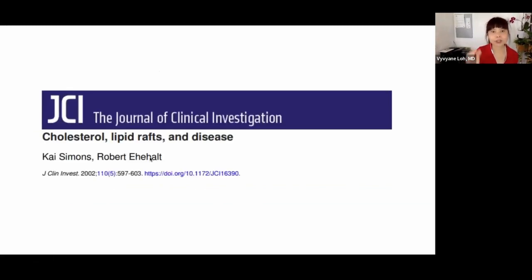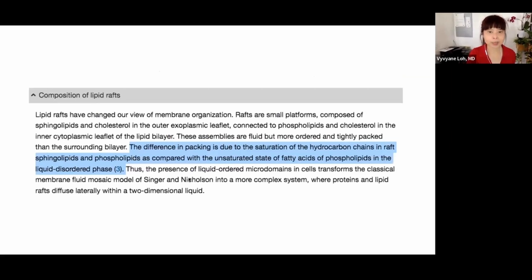So now let's look at this paper from the Journal of Clinical Investigation, 2002. And this is by Kai Simons, who I think is really the leading authority on membranes and lipid rafts. All right. So let's see what he says in this paper. The difference in packing is due to the saturation of the hydrocarbon chains in rafts, sphingolipids, and phospholipids. So rather than unsaturated fatty acids, he's talking about saturated fatty acids in the raft, as compared with unsaturated fatty acids in the liquid disordered phase.